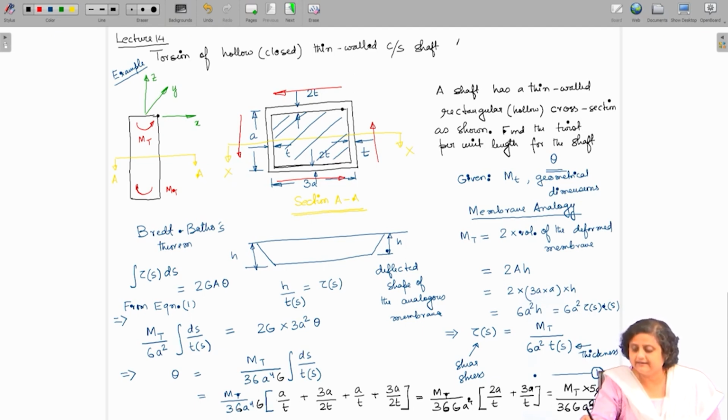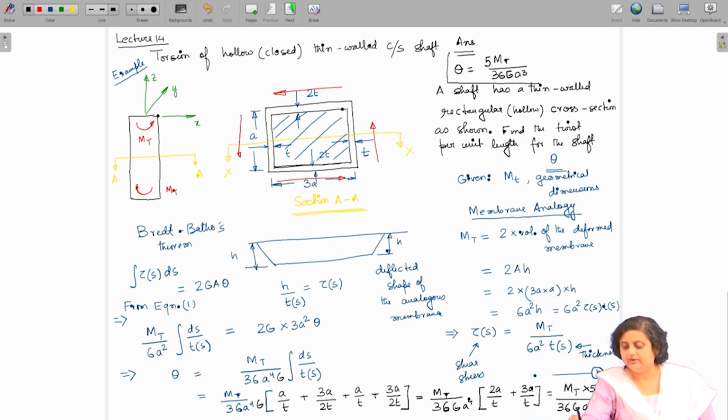So, therefore, the final answer can be written as theta is equal to mt by 36 g into a cube into 5. So, this is the answer that we get for this problem. So, that is how we solve this example problem when we need to find out the rate of twist of this thin walled hollow rectangular cross section shaft by using the principle of membrane analogy.